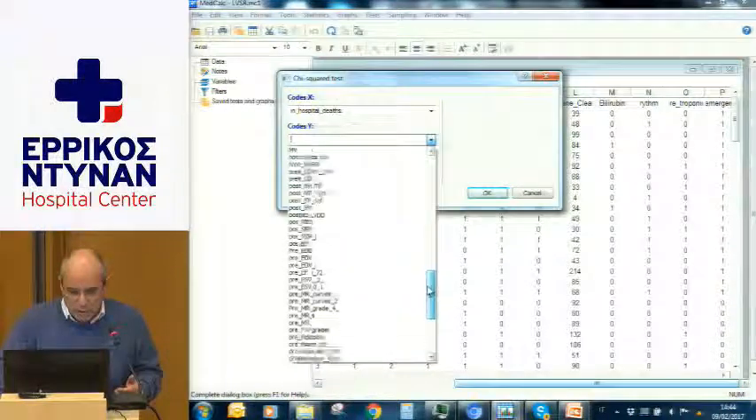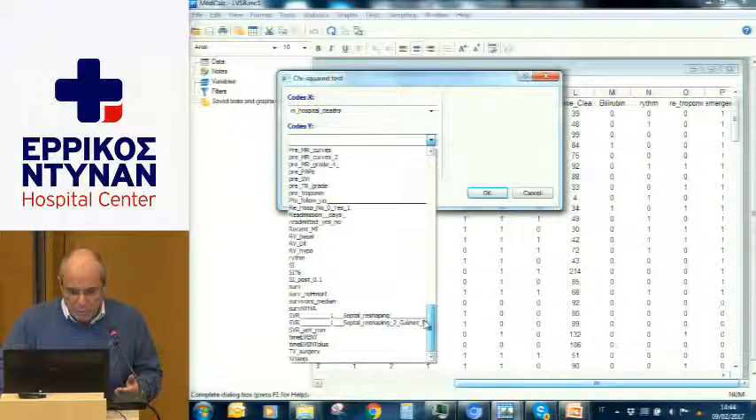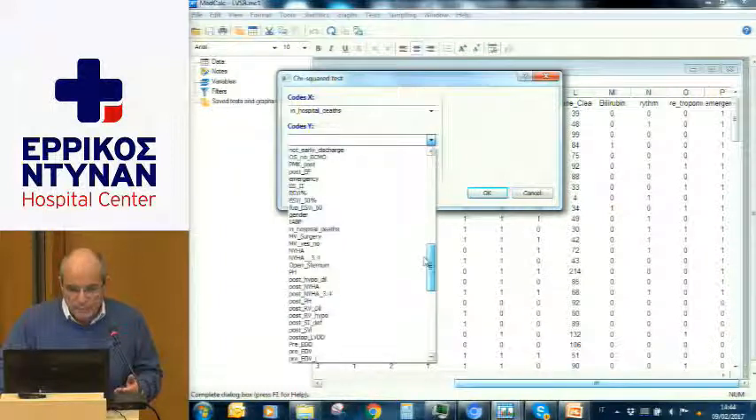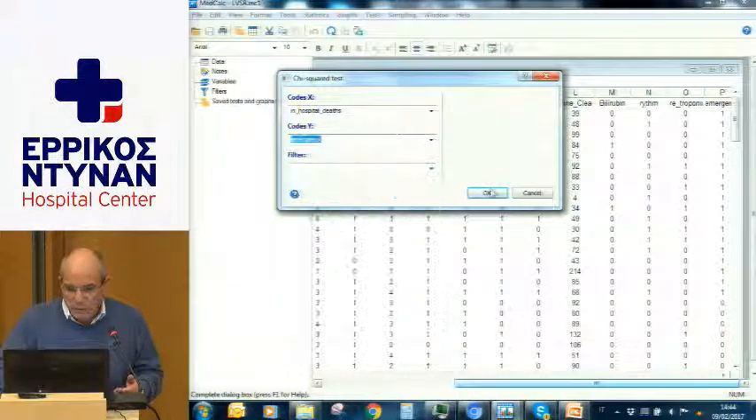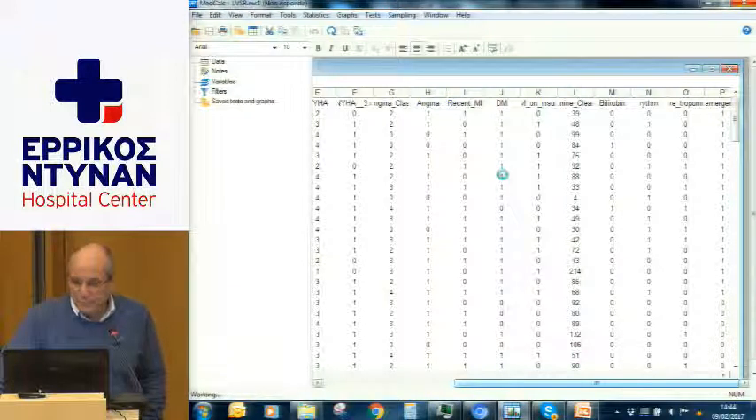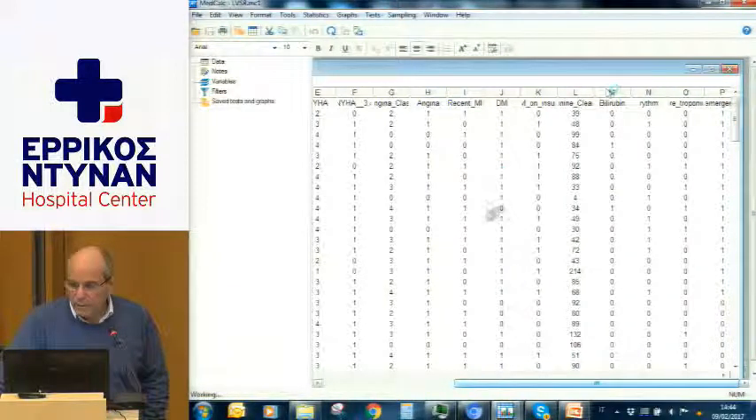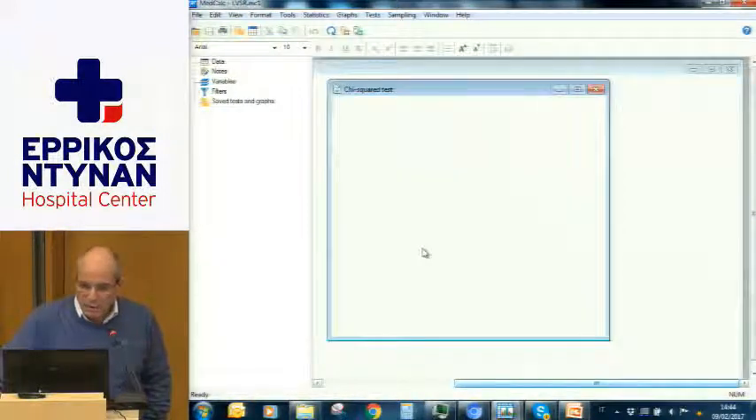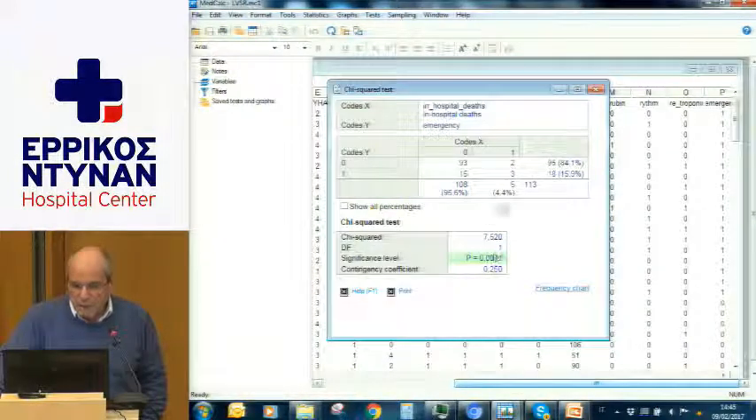In hospital deaths, you want to check in-hospital deaths versus emergency cases, meaning emergency, yes, no. Let us go somewhere here, there will be emergency. Okay, emergency. And this is the result. I hope it will arrive soon. So the result, as you will see, is evident, it is very significant.